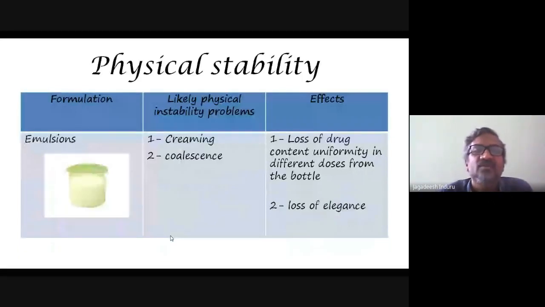Another one which is going to be affected physically, most of the times, is emulsion. It is more prone to get degraded. The major problems are coalescence and creaming, where the complete layer is getting separated, and all the globules are becoming adhered to each other and settling as one layer. Most of the times, the loss of drug content uniformity across different doses is the biggest problem. And loss of elegance is another issue, so we need to avoid that.